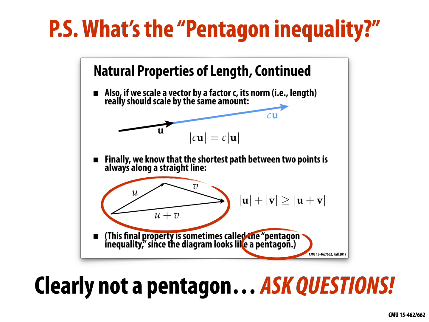By the way, one final comment. Some of you may have noticed there was a weird spot in this video. I was talking about the natural properties of length or norm, and I said, oh, well, because this diagram looks like a pentagon, we call this the pentagon inequality. This is ridiculous, right? Hopefully you all know the difference between a triangle and a pentagon. In fact, this is called the triangle inequality.